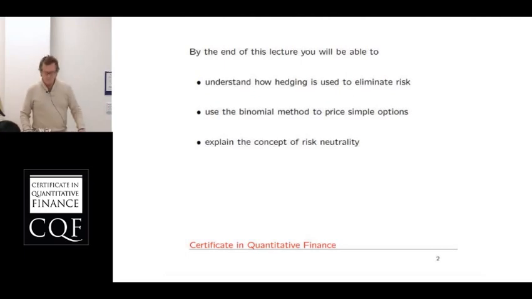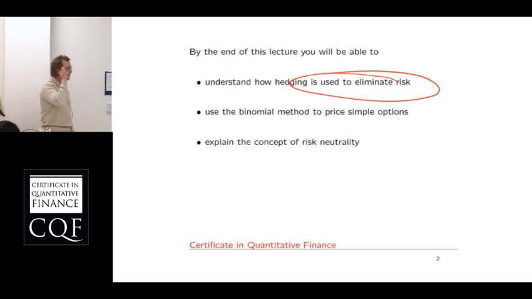Right, by the end of this lecture, you'll understand how hedging is used to eliminate risk. Hedging, as I say, is the idea that won Scholes and Merton a Nobel Prize. It works beautifully in theory. It works beautifully in the binomial model, which is a very popular model. It works perfectly in the Black-Scholes model, which is obviously a very popular model. It doesn't work so well in the real world.